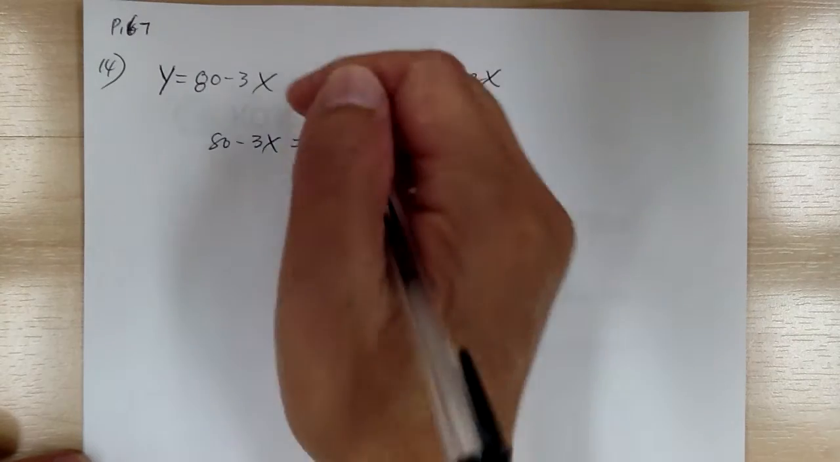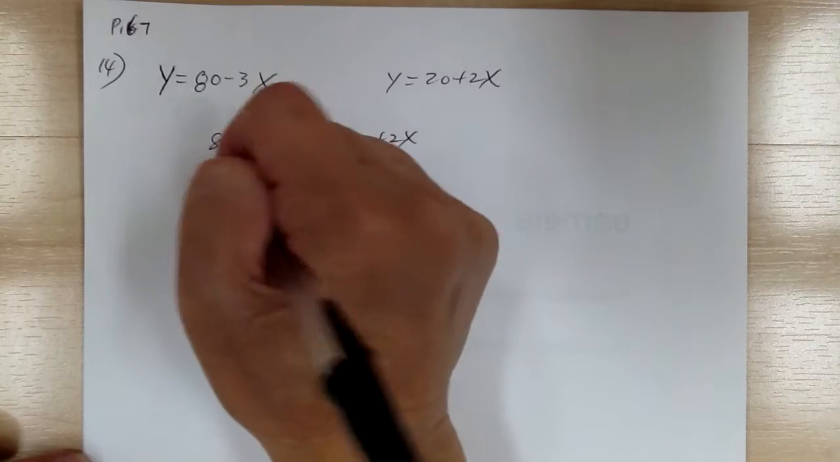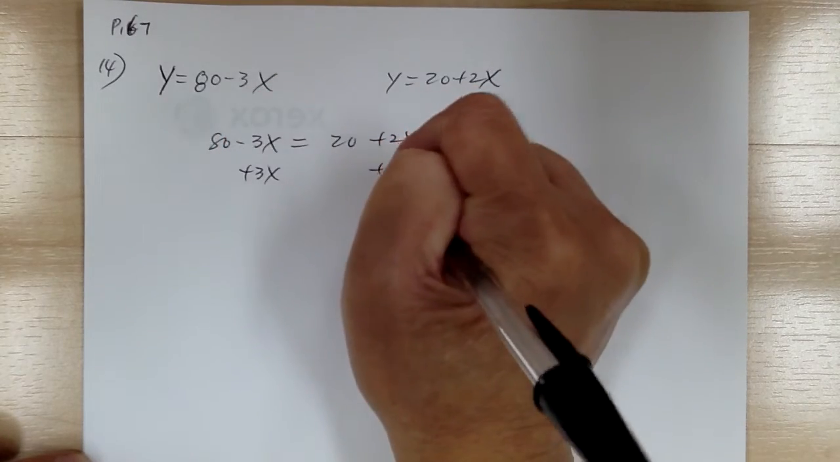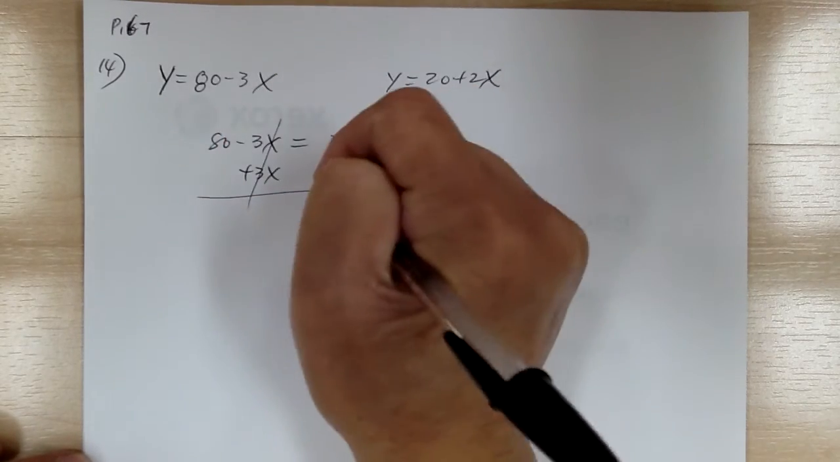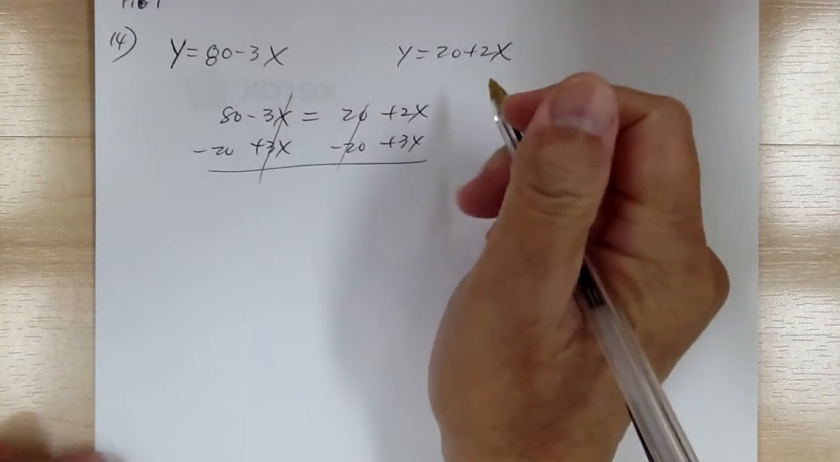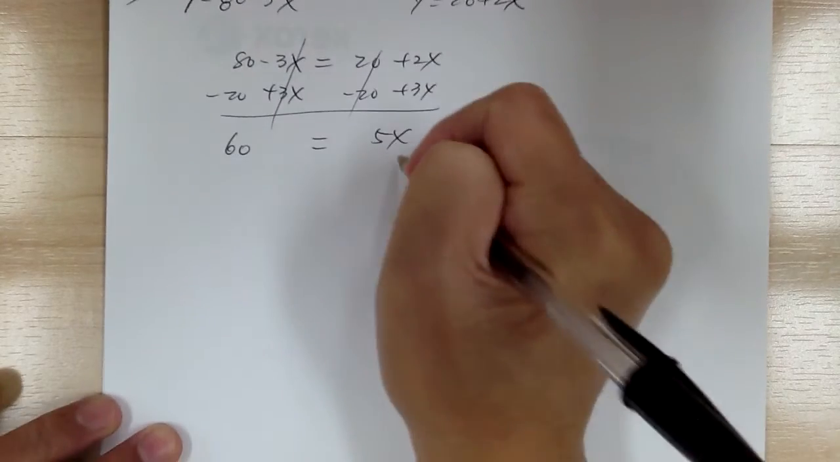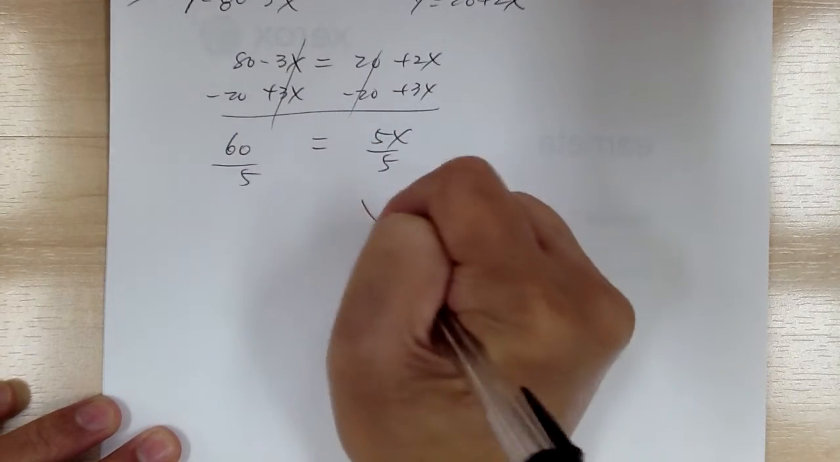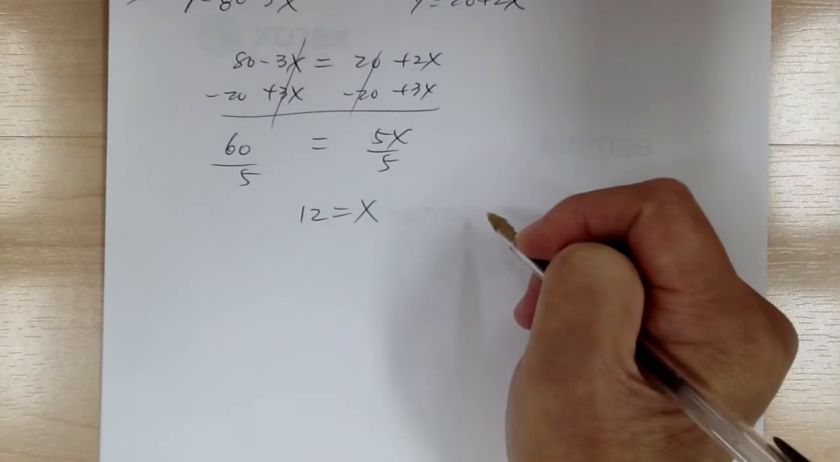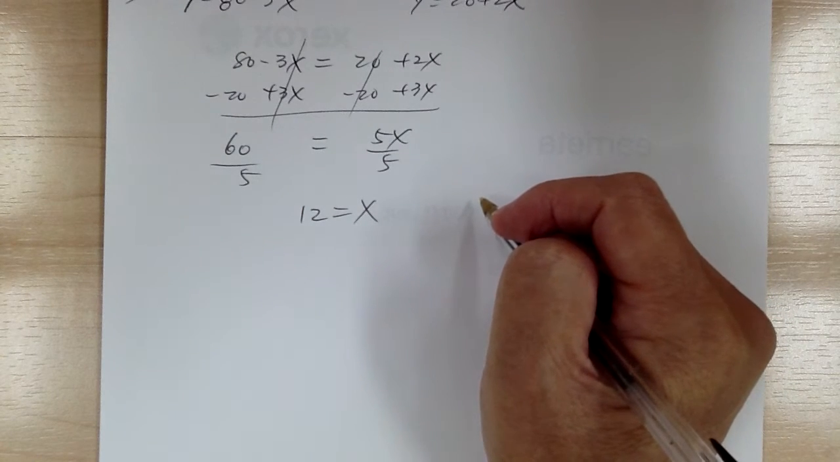And to solve this, since the variable is positive on this side, I'm going to move this over. So plus 3x. So this cancels out, and minus 20 cancels out. So I get 60 equal to 5x, divided by 5, divided by 5. So x equal to 12. Once you find x equal to 12, then you can solve for y.